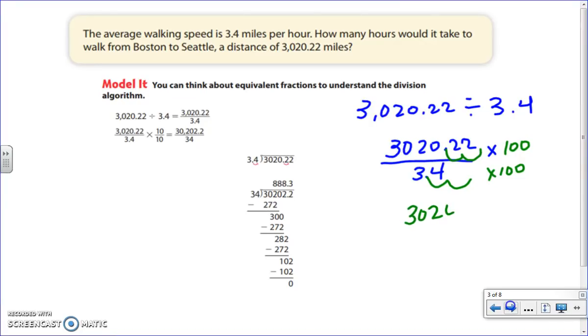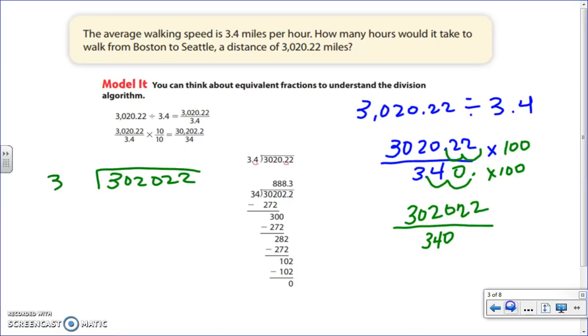It has to do with equivalent fractions. If I keep it the same, you can see that this decimal will be way over here. I do need to keep that 0 because that's in front of the decimal. Okay, and so now I have a problem where I could try to figure out what 302,022 divided by 340 is.